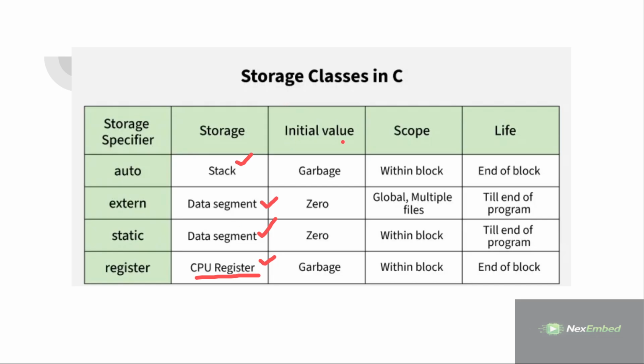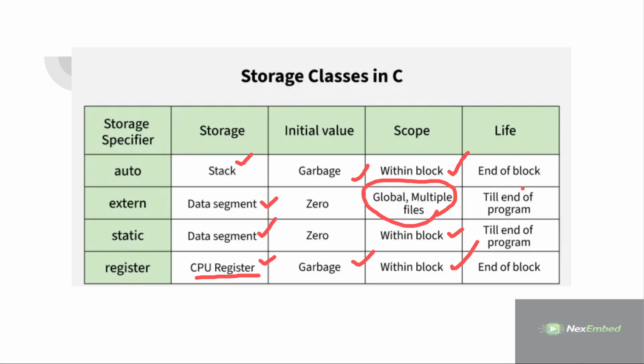Next one is the initial value. Auto and register will have a garbage value as the initial value, whereas extern and static will have 0 as the initial value. Then we can see scope. Scope is present within the block. Extern alone will be the odd man out, because for all other storage classes the scope will be within the block only. But extern will have global scope as well as across multiple files.